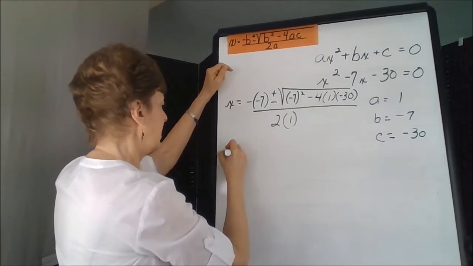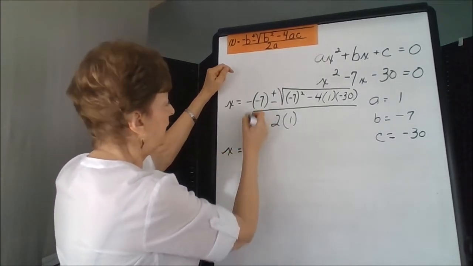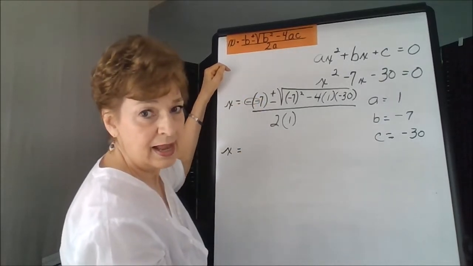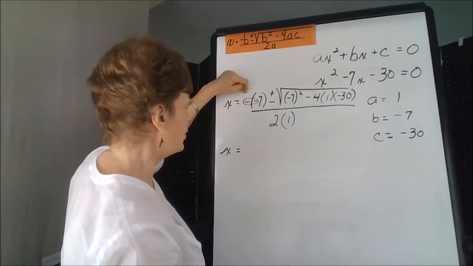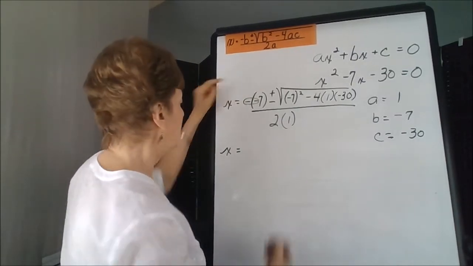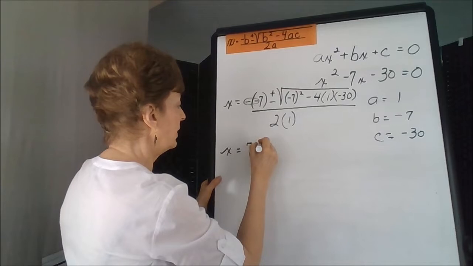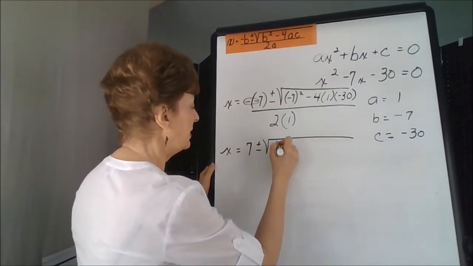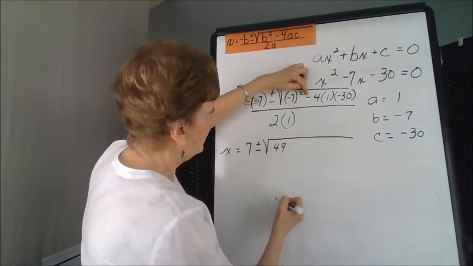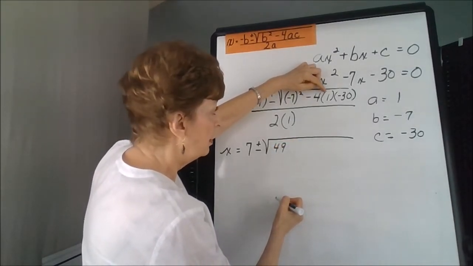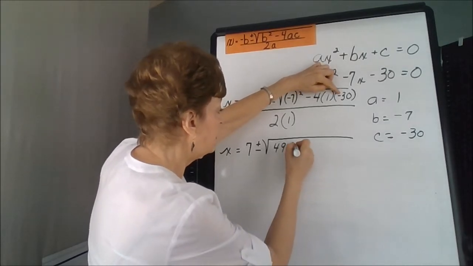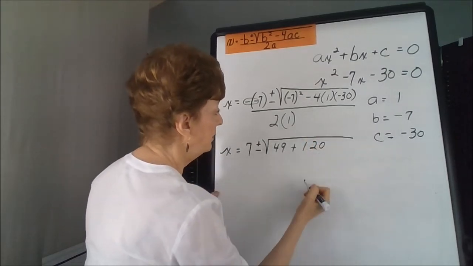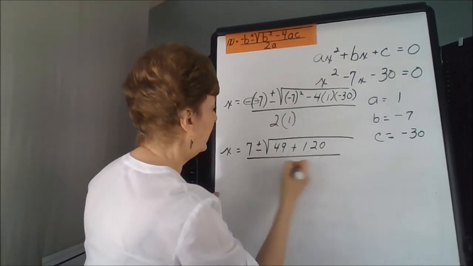All right, X is equal to, here we have 2 negatives in a row. A negative and a negative, that was our extra step in our positive and negative rules. So that turns positive. Plus or minus the square root of -7 times -7 is a positive 49. -4 times 1 is -4. Negative times a negative is positive 120. Divided by 2.